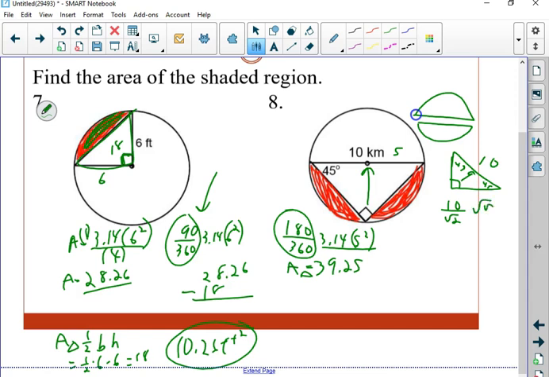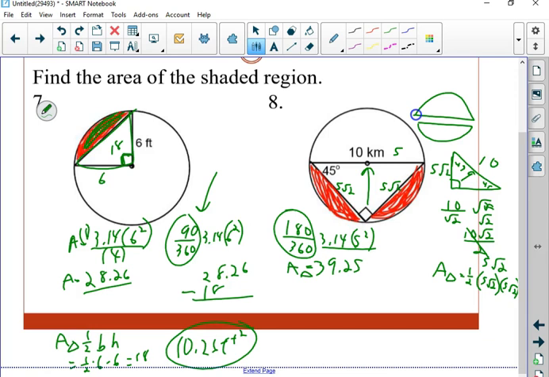We rationalize radical 2, which gives us 10 radical 2 over 2, which cancels to 5 radical 2. That means each of these legs is 5 radical 2. Okay, each of these legs right here. Now, what's the area of a triangle? It's 1/2 base 5 radical 2 times height 5 radical 2.